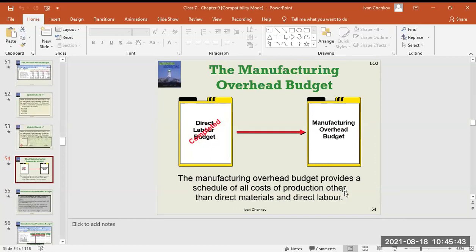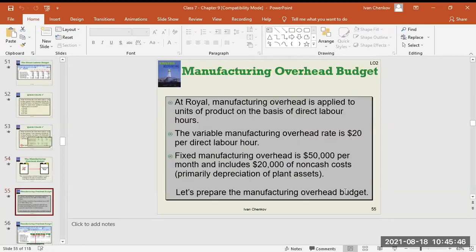Now we're moving to the manufacturing overhead. For the manufacturing overhead, we're going to have this information. So let's copy this one and move it to the Excel spreadsheet again. Okay, I'm ready. Let's stop sharing this one and move it to the Excel spreadsheet.